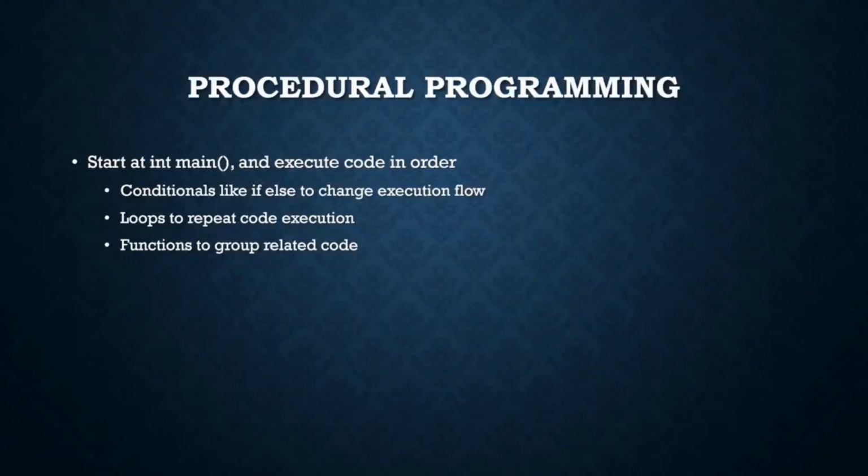So we can contrast object-oriented programming with what we've talked about so far, which we could just say is procedural programming. In procedural programming, we just start at the main function and execute the code in order. And of course, we can modify the order by using conditionals and loops and functions. But so far we haven't seen examples of object-oriented programming yet.